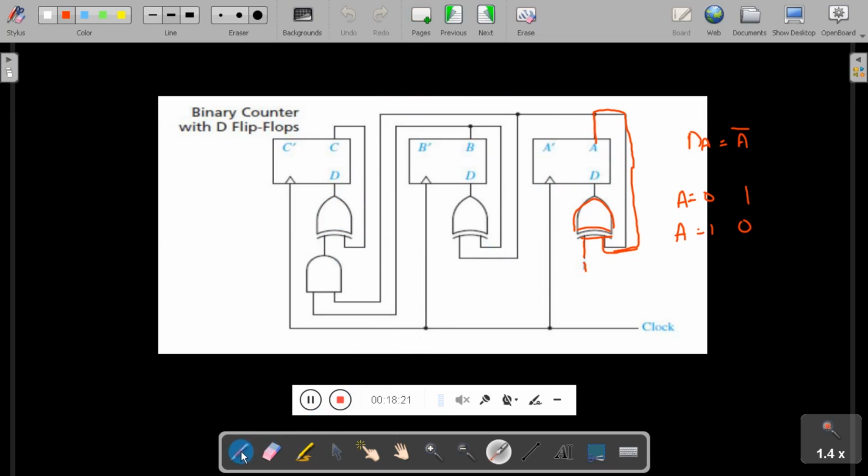Other than that, we need to draw the output here. So let me draw the output. This is QA, this is QB and this is QC. This will count from 000 to 111. This is called a mod 8 counter using D flip-flops. In the next class we will see the up-down counter.